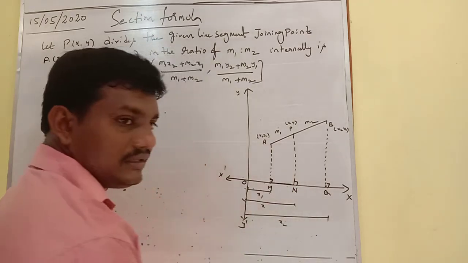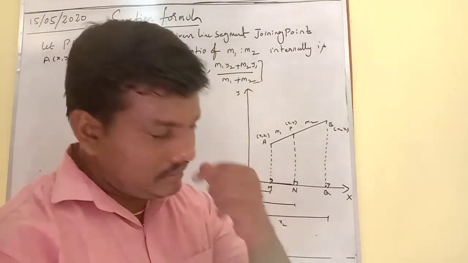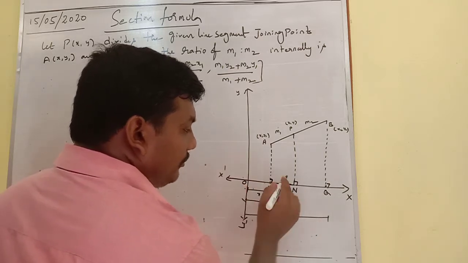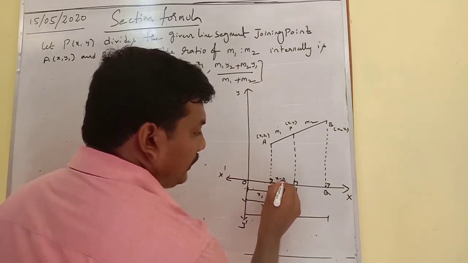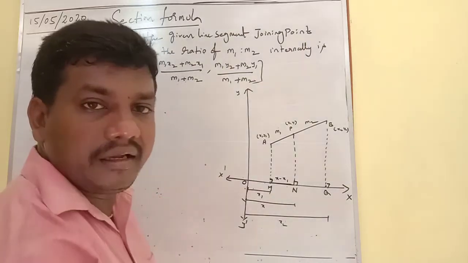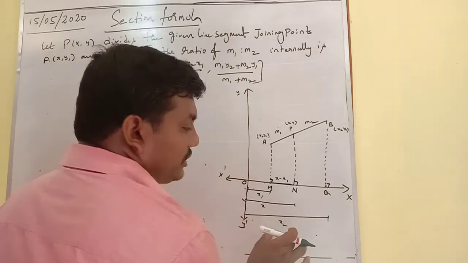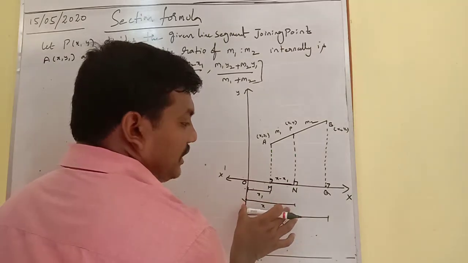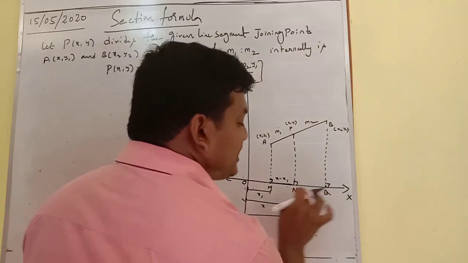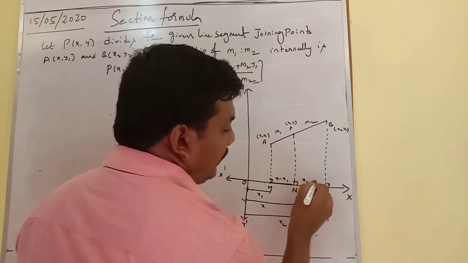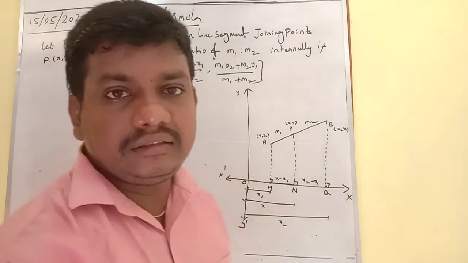Now, what is the MN distance? MN distance is equal to the total x minus x1, so it becomes x minus x1. Now the OQ distance is x2 and the ON distance is x, so what about the NQ distance? NQ distance is equal to x2 minus x.